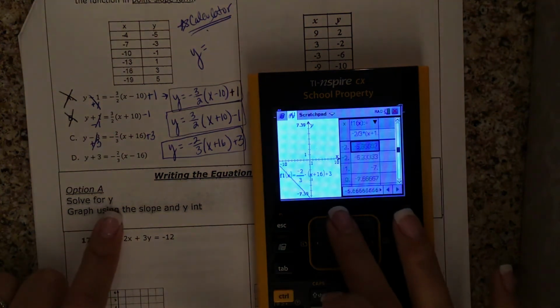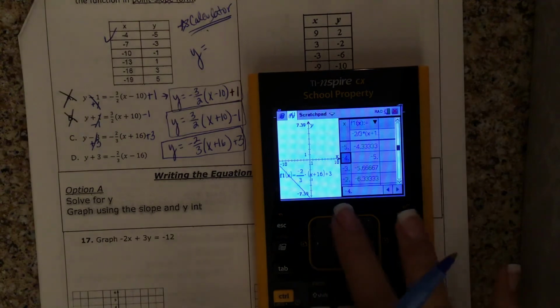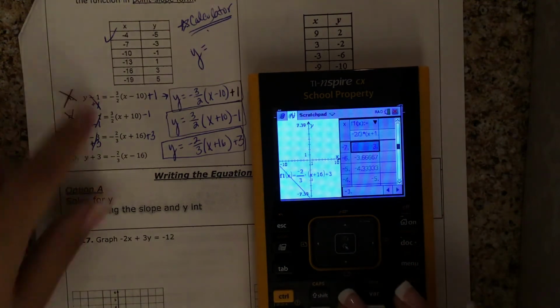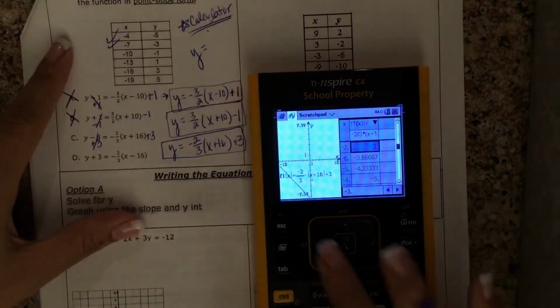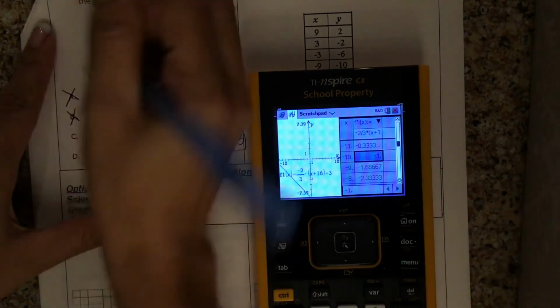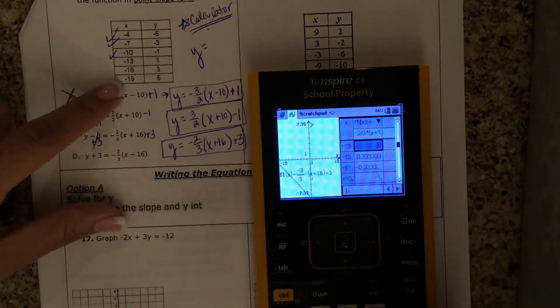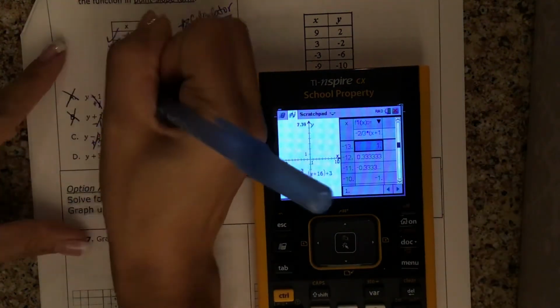Let's check it. When x is -4, woohoo, that one works. When x is -4, its y value is -5. When x is -7, its y value is -3. We're on the right track. When x is -10, its y value is -1. When x is -13, its y value is 1. All of those would work.